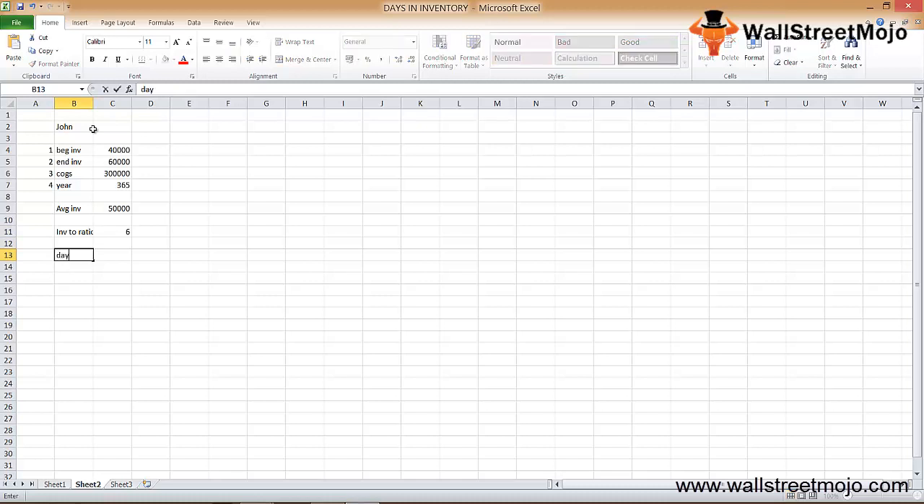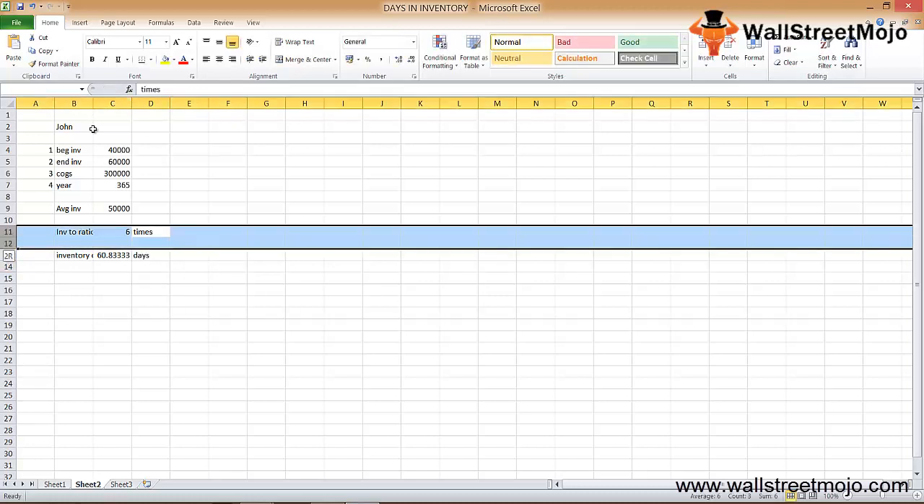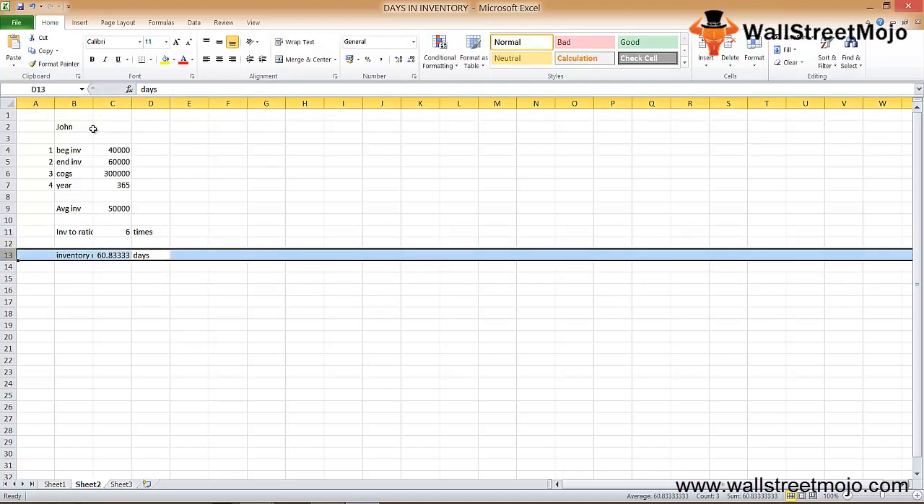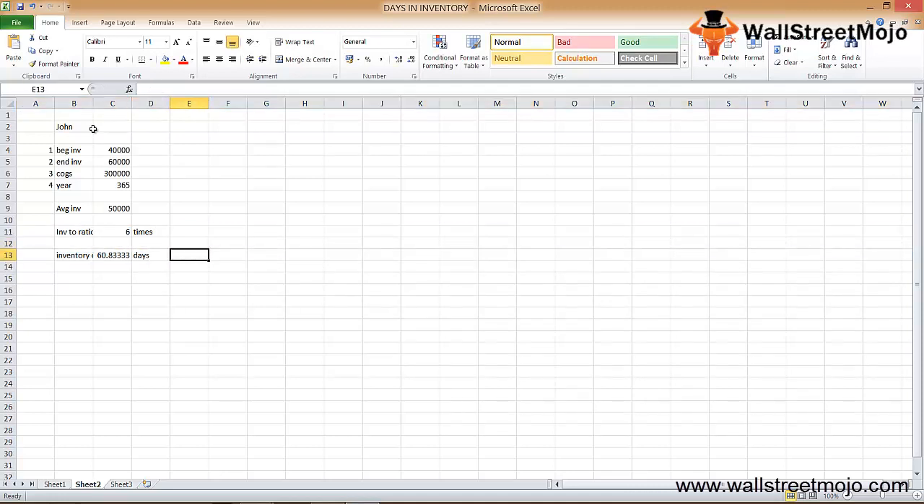So you can find out the inventory days as simple as that. It shouldn't be much of a hassle over here. Inventory days is equal to 365 days, that is the number of days in a year, divided by the inventory turnover ratio. That will give you 60.833. Remember one thing, this is times and this is days. So make sure what you are interpreting. Over here we are interpreting in terms of days, so this is approximately 61 days.